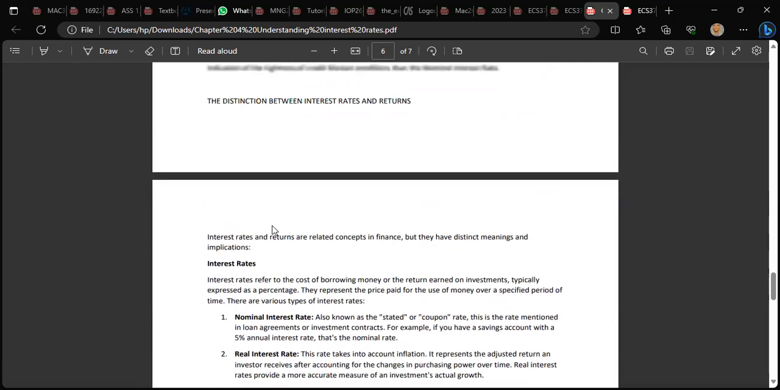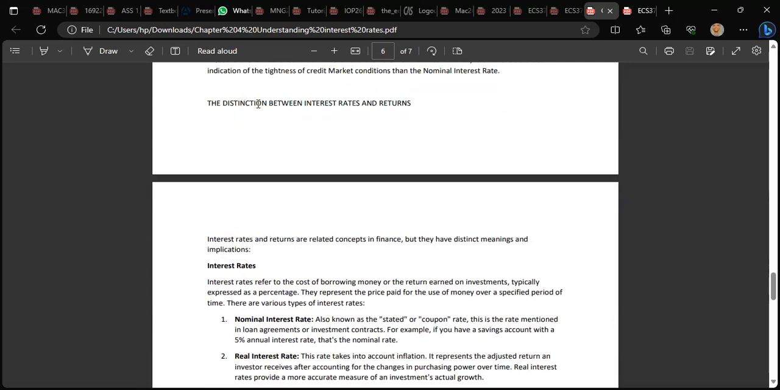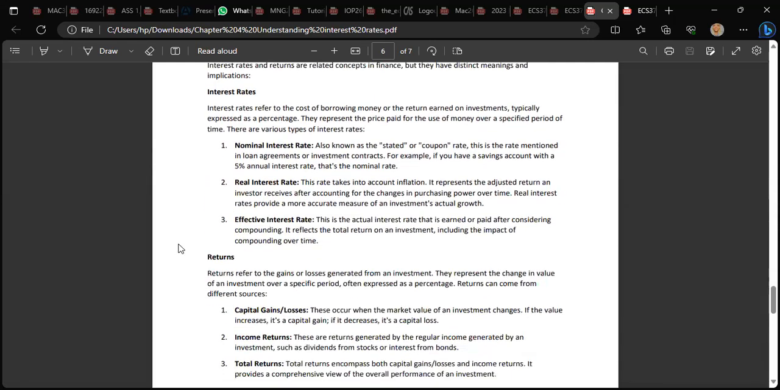And then now we want to draw a distinction between interest rates and returns, right? Interest rates and returns are related concepts in finance, but they have distinct meanings and implications. Interest rates refer to the cost of borrowing money or the return earned on investments, typically expressed as a percentage. That's an interest rate there.